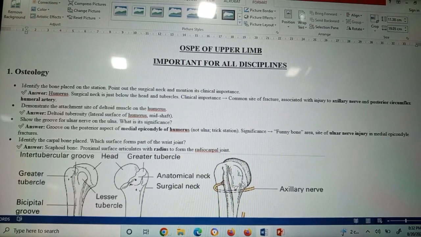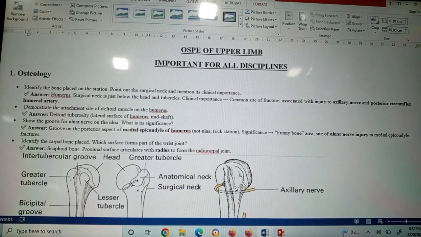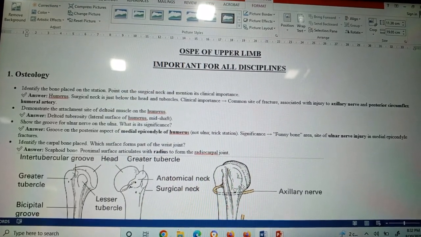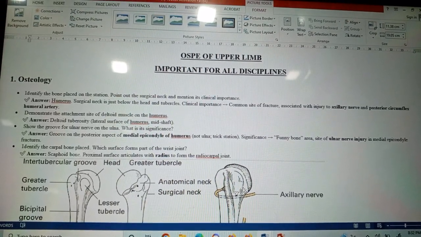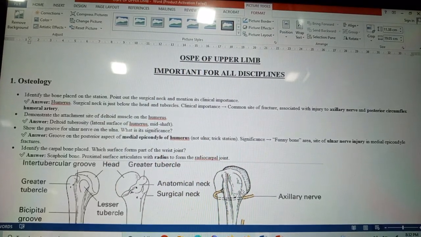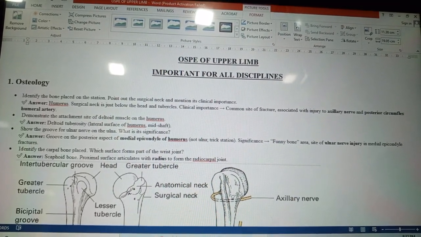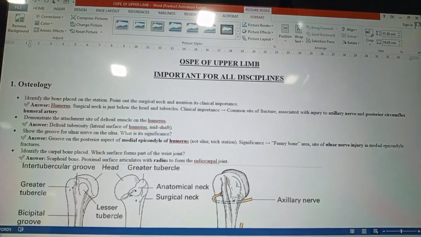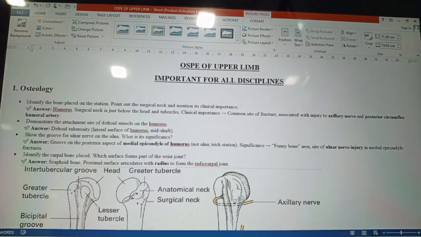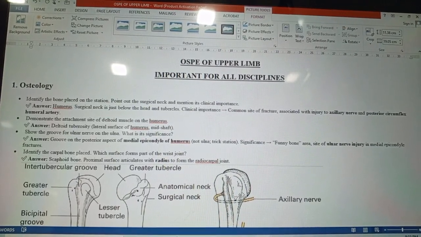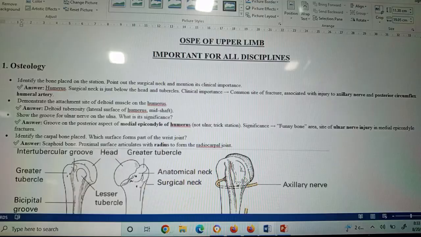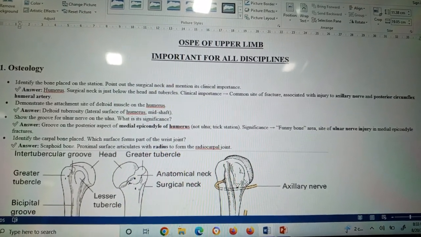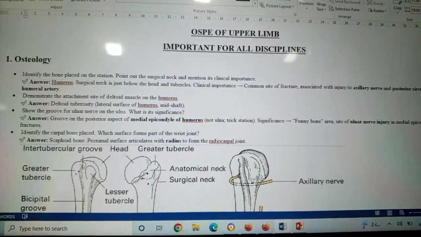and the muscle attachments can be asked, and the nerves related to that bone. The most common bones asked in the exams are clavicle, scapula, humerus, radius, ulna, carpal bones, and metacarpals. Phalanges are not usually asked in the exam. The bones can be asked either in the interactive station or in the static station. Okay, now let's start today's topic.